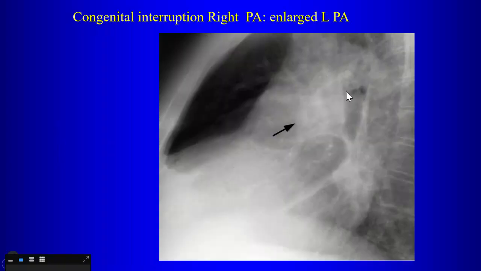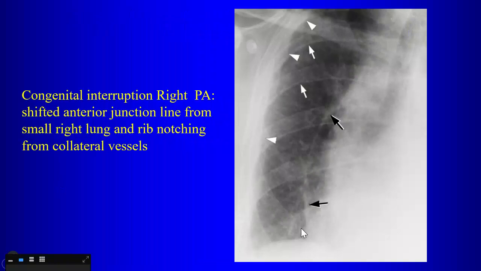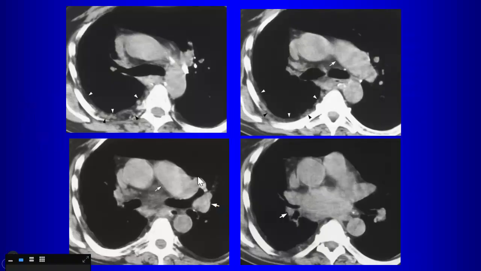So the left pulmonary artery will be enlarged in this condition if there's interruption of the pulmonary artery on the right. Here's the anterior junction line, some interstitial opacities there. You might also have rib notching in these cases because the intercostal arteries connect as collaterals here.